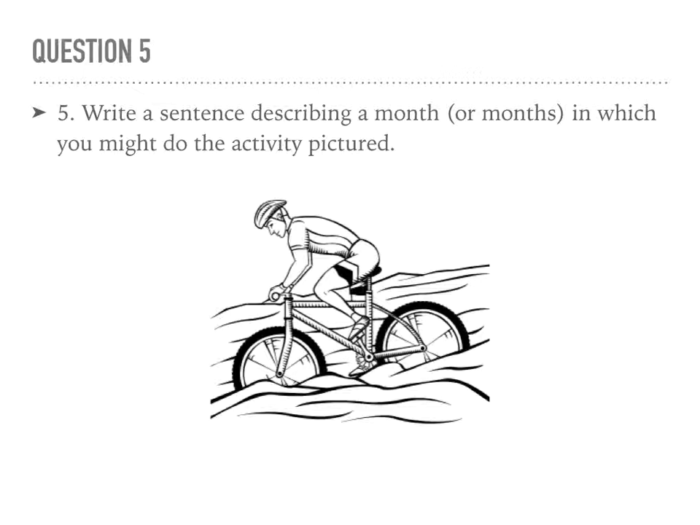And then finally, question 5. Write a sentence describing a month or months in which you might do the activity pictured.